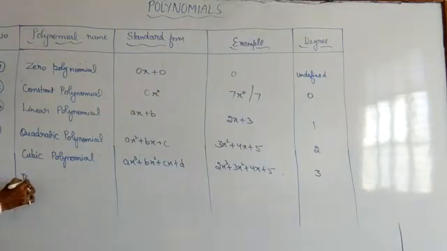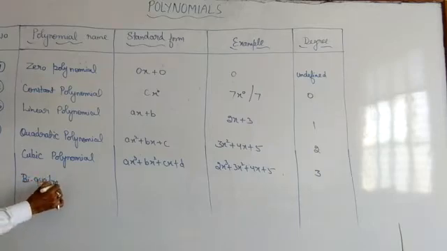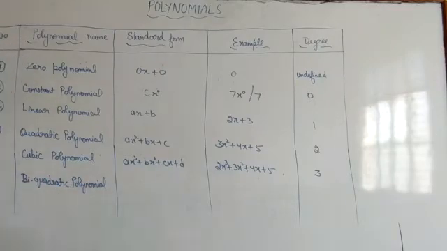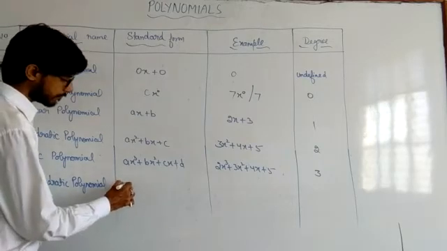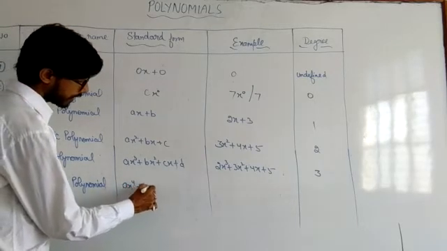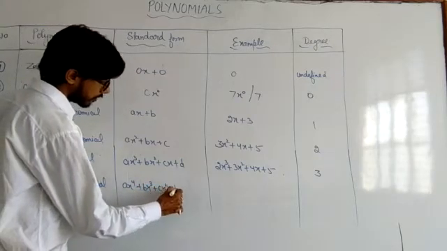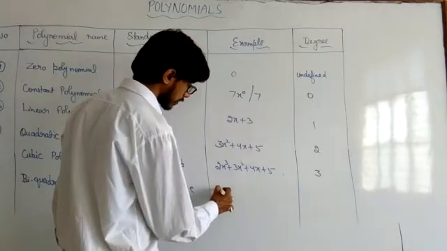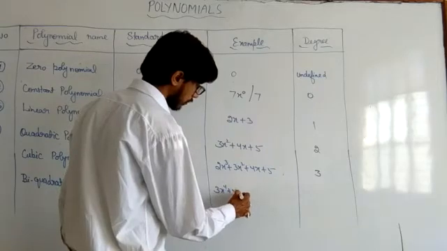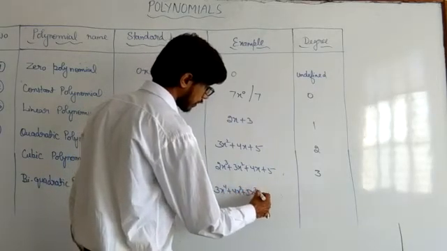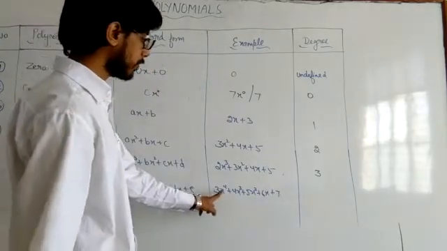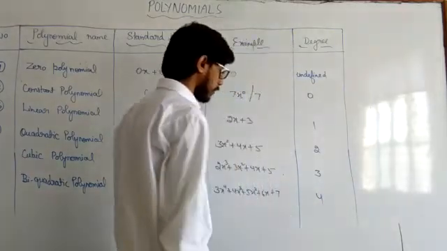After cubic, biquadratic. Standard form ax to the power 4 plus bx cube plus cx square plus dx plus e. Example, 3x to the power 4 plus 4x to the power 3 plus 5x square plus 6x plus 7. Highest power 4. So degree will be 4.